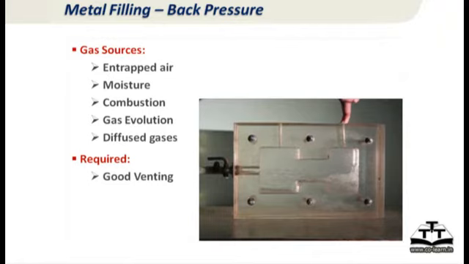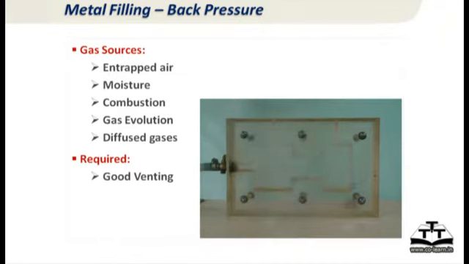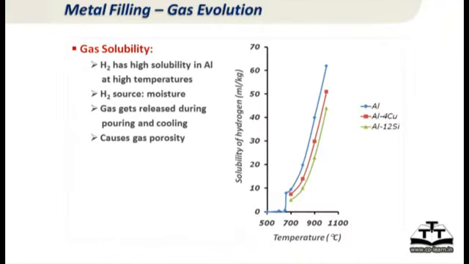But first, what are the sources of the gas in the metal here? One is the entrapped air of the mold cavity itself, that we know. Second is the moisture in the mold, which becomes steam, that also we know. Third is the combustion of the resins and binding materials of the mold. Then you have the gas evolution or diffused gases in the metal itself, which got into the metal when you melted it, and now they are coming out when the metal is solidifying. They are the 4 or 5 sources of gases in the mold cavity, and all of these have to come out, otherwise you have gas porosity and blowholes.